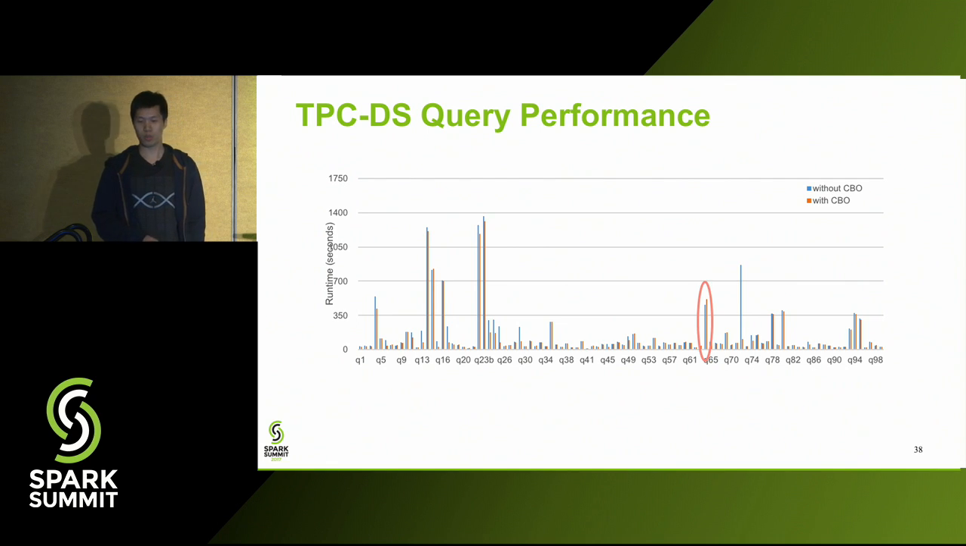And we also want to mention that we have only one small regression, for query 64. For the other queries, there's no regression. And we will revisit query 64 later.